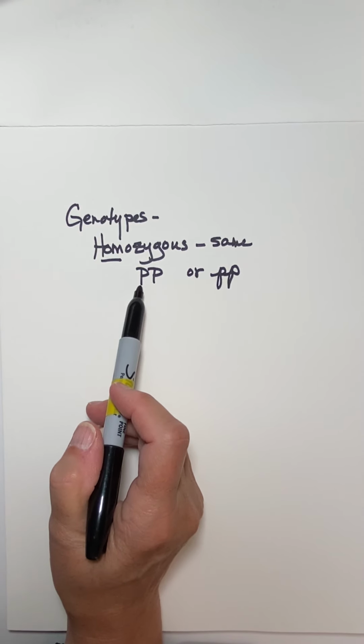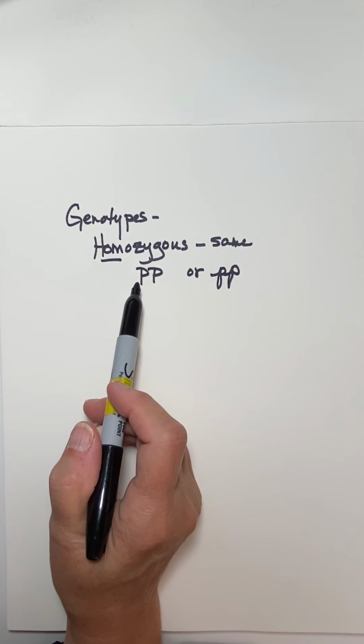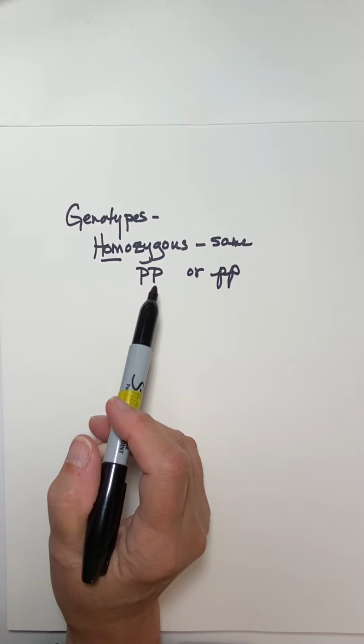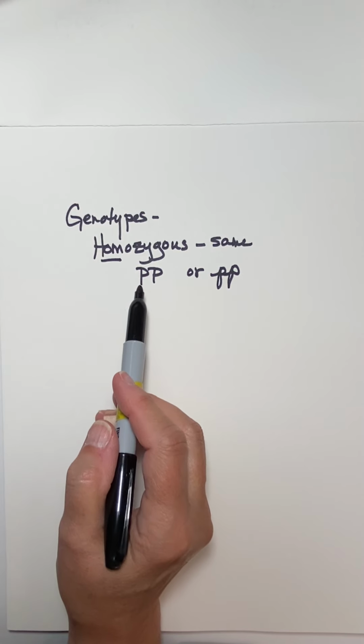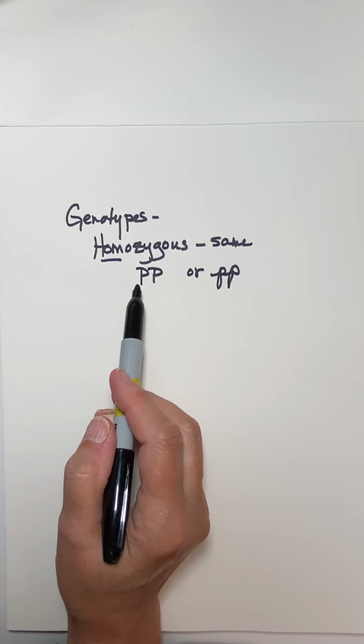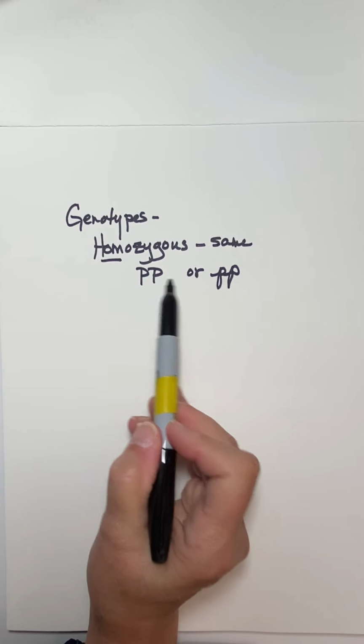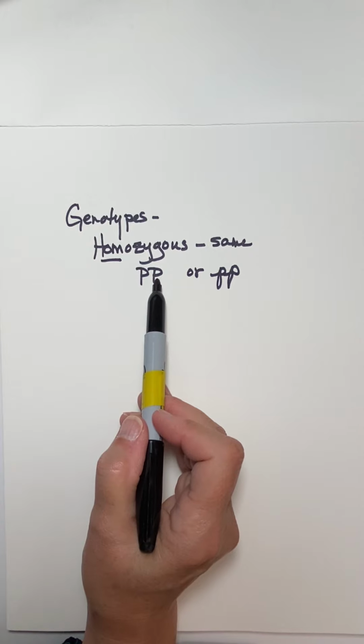Now, why do you have two? You have two because you inherit two genes. You inherit one gene from your mother and one gene from your father. Whether you're a fungus or you're a plant or you're a human being, you have two copies of each gene. One came from your mother, one came from your father. Okay, so you always have two.